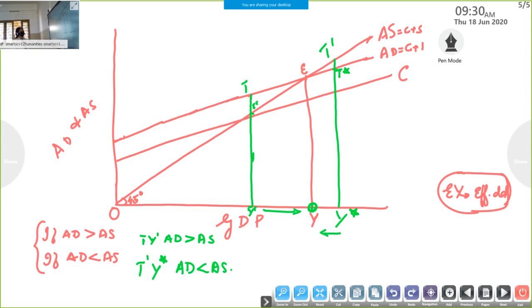Okay, only this much is the explanation of the AD-AS approach. I think you understood. The same process we can take for the SI approach.